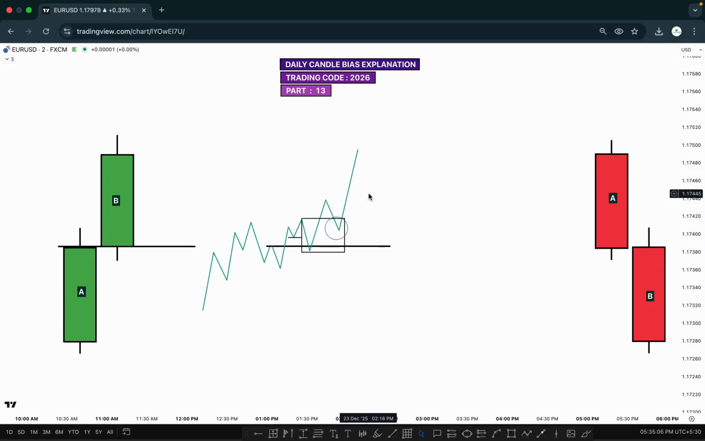So this is our process of how we can easily identify our counter move. We can easily identify a continuation trend, and if price is trading below the baseline, we can plan for a sell on the downside, but we need to wait for lower time frame confirmation as well.